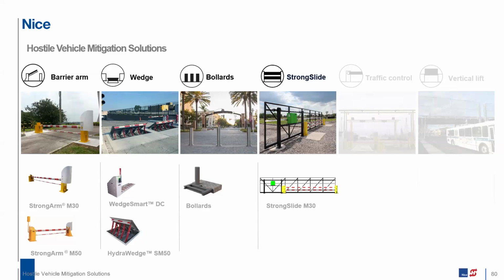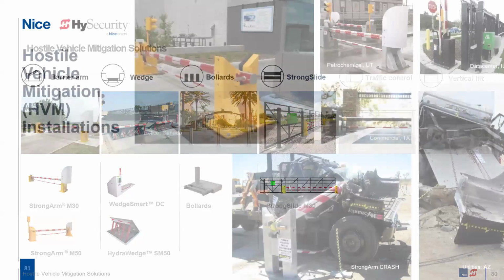Bollards are another great option for hostile vehicle mitigation. We have fixed and removable, and we are soon happy to announce our hydraulically lifted should be available by the end of the year. And then we have a strong slide. This is going to be a crash slide gate. Oh, I guess I need to update my slide. So this is going to be a crash slide gate and gate operator in one, and we're going to meet the strong arm M30, and we also do have the strong arm M50 as well.